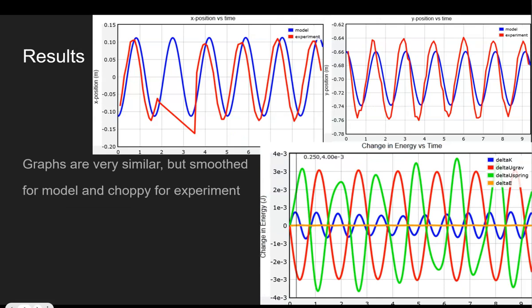The graphs are very similar, but the model one was smooth, while the experiment was very choppy, especially in the x position versus time graph right here. The problem was I did it 3 times, and this was the best one I could get, the closest I could have. Y was a little bit better, and the energy was spot on.